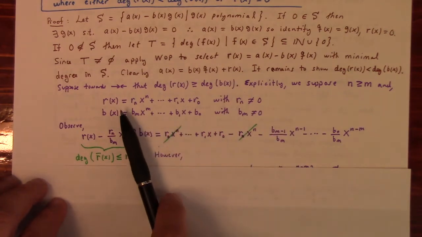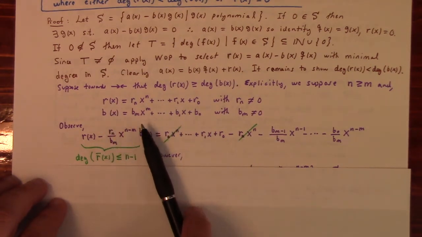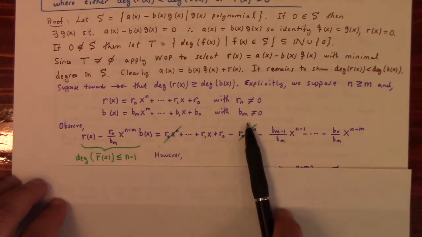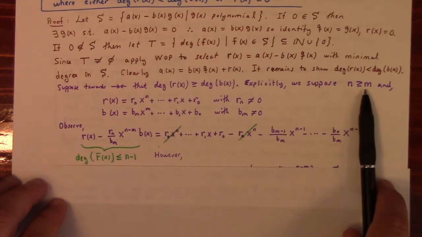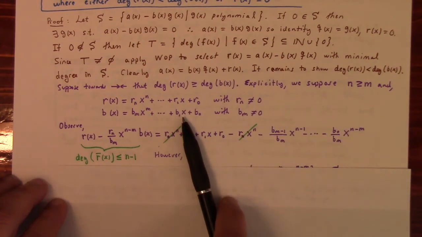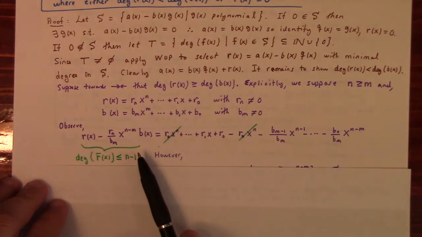Okay, so that means we can write r of x like this, and we can write b of x like that, with these coefficients, the leading coefficients being respectively r sub n and b sub m, where n is larger than or equal to m. That's the contradiction, right? The degree of the remainder is larger than the degree of the dividing polynomial. And this will lead to a contradiction.